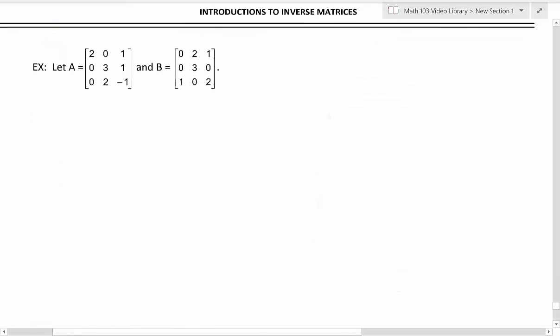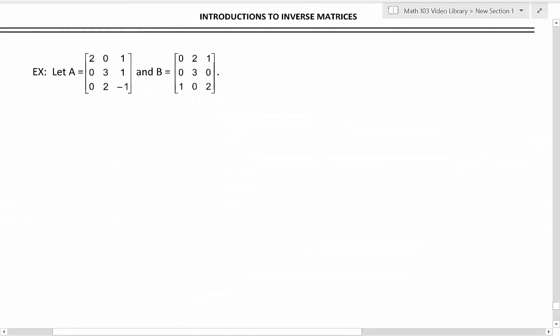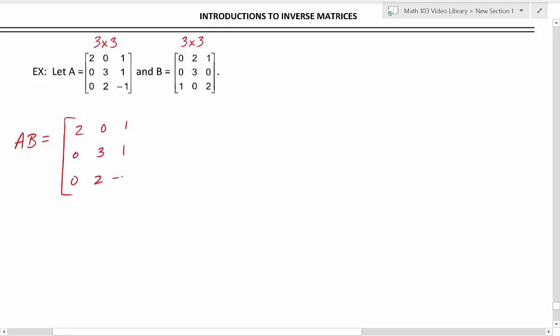All right, let's check another pair. This time we have a 3 by 3 and a 3 by 3. Checking the dimensions, a 3 by 3 times a 3 by 3, the middles match, and our product matrix will be a 3 by 3. So let's start by multiplying A times B. A on the left and B on the right.